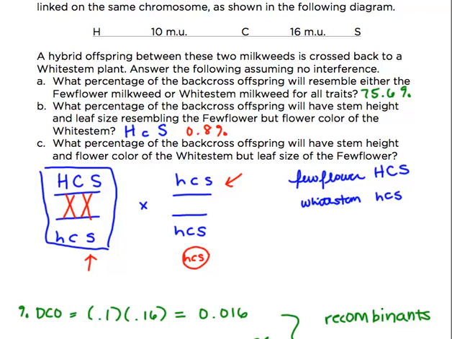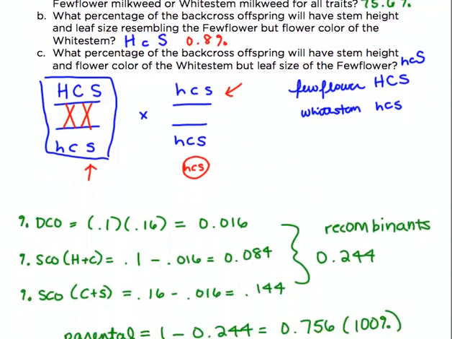Finally, for part C, it asks what percent of the backcross offspring will have stem height and flower color of the white stem, but leaf size of the few flower. Remember that leaf size is gene S, so it's asking for height and flower color of the white stem, which remember is recessive, so little h, little c, but have leaf size of the few flower, which would be dominant, big S. So how would you get that phenotype?